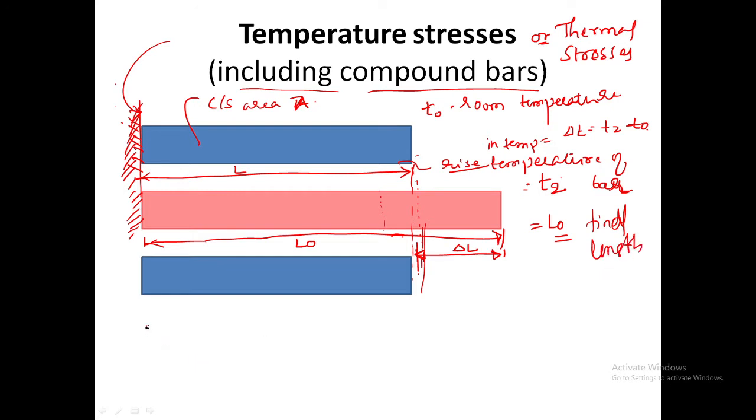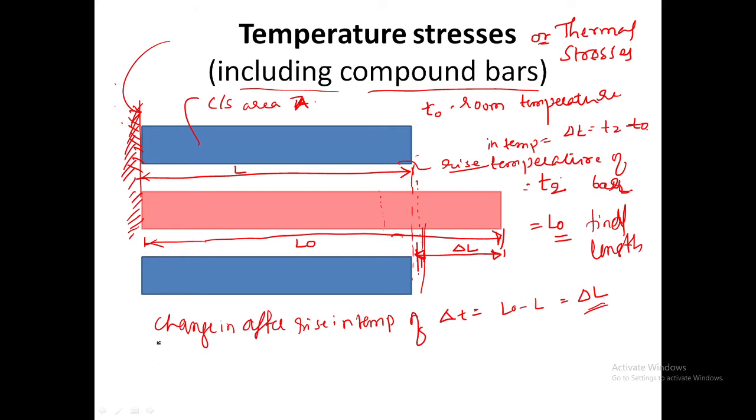So now let us find out the change in length after a rise in temperature of value delta T. This is L0 minus L, which is equal to delta L. Now, the expansion or contraction of the component is mainly in relation with the length of the object as well as the total rise in temperature.